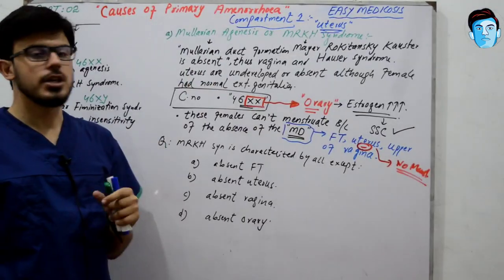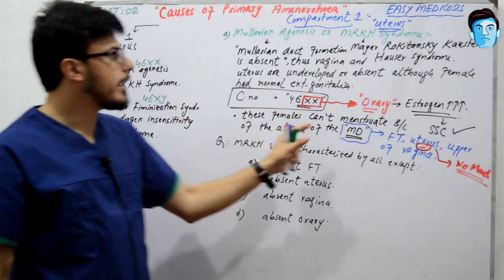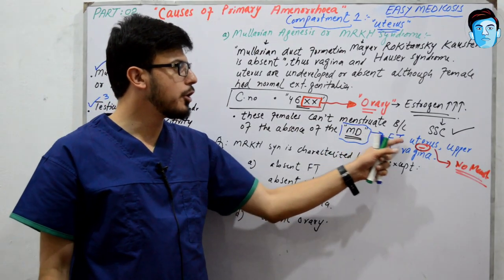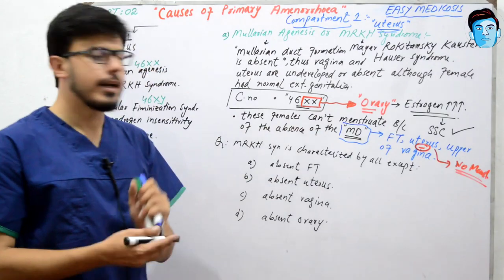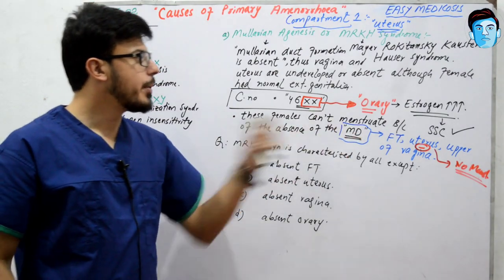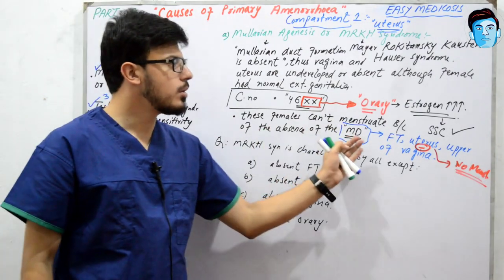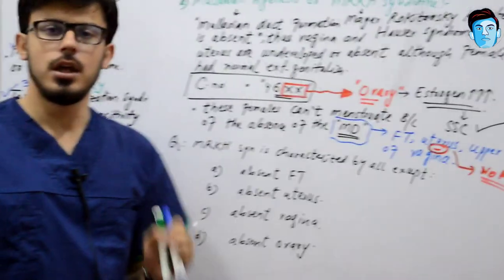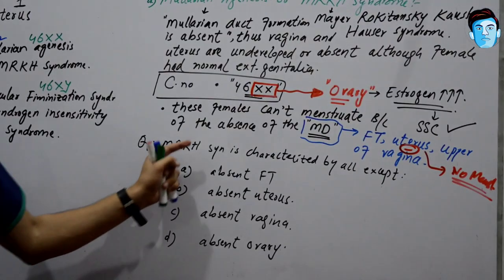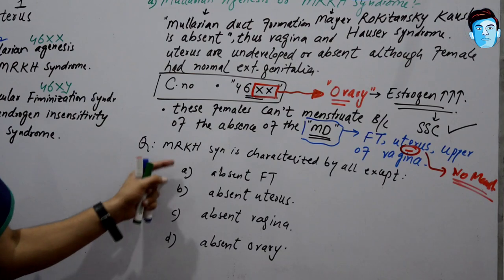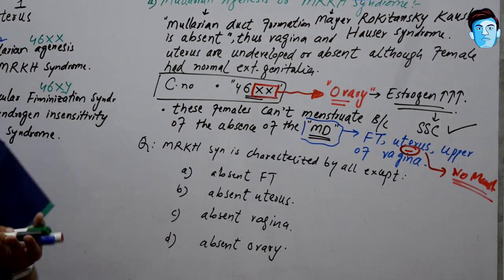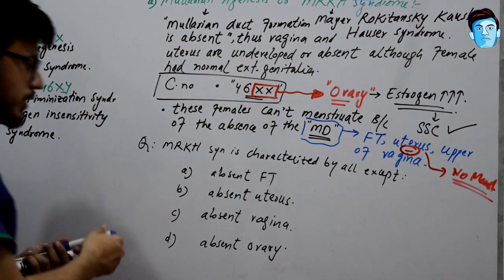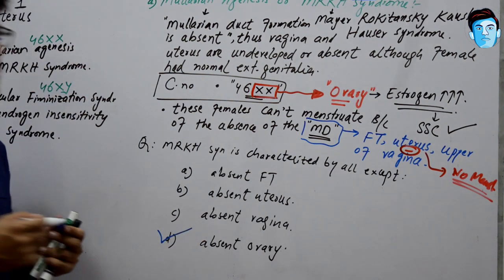So as you know, in Mullerian agenesis the Mullerian duct formation is absent, and the Mullerian duct helps in the formation of the fallopian tube, uterus and upper part of the vagina. So if the Mullerian duct is absent, the fallopian tube will be absent, the uterus will be absent and the upper part of the vagina will be absent. So the answer to the question is absent ovary.